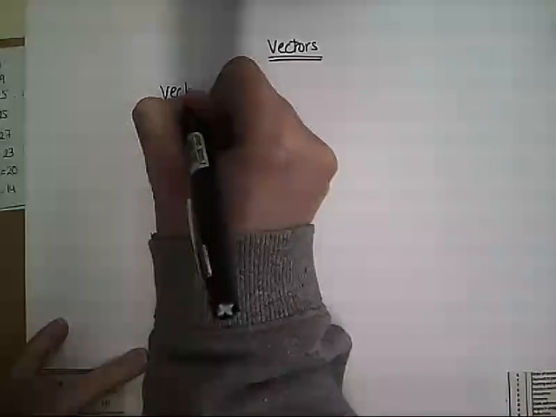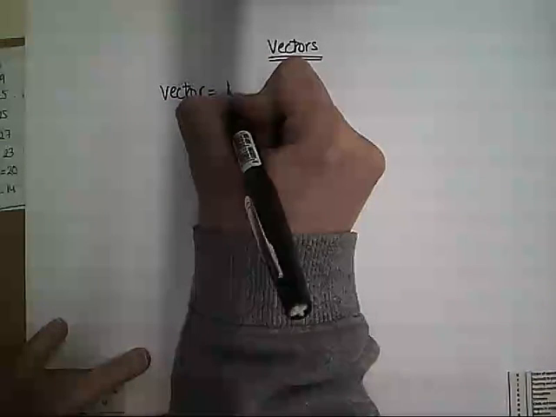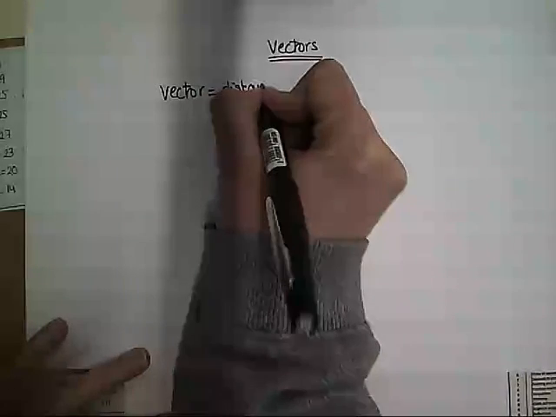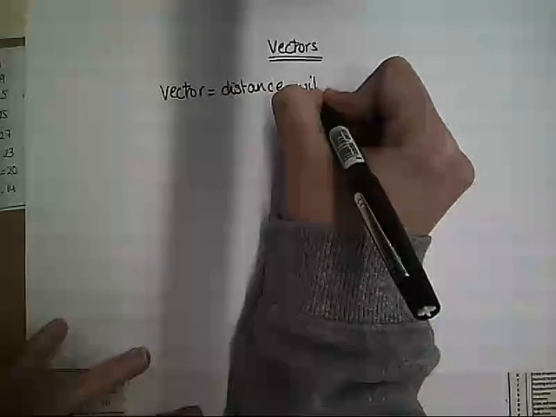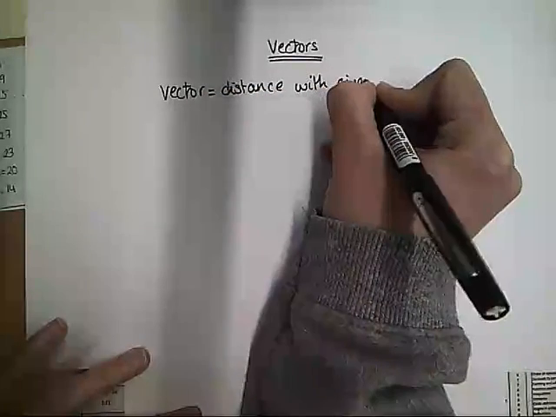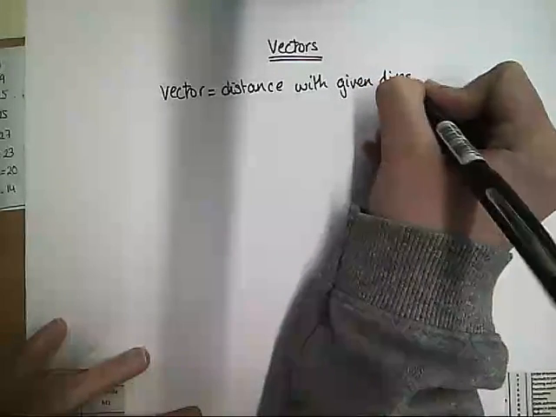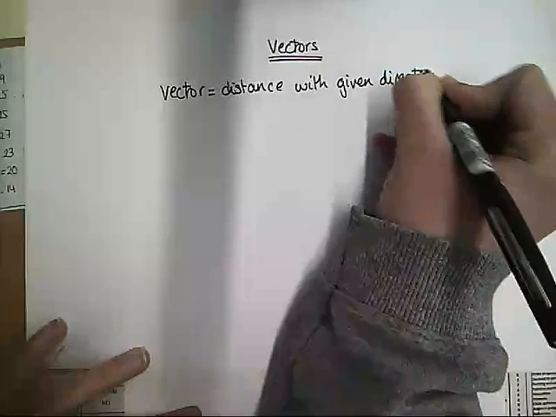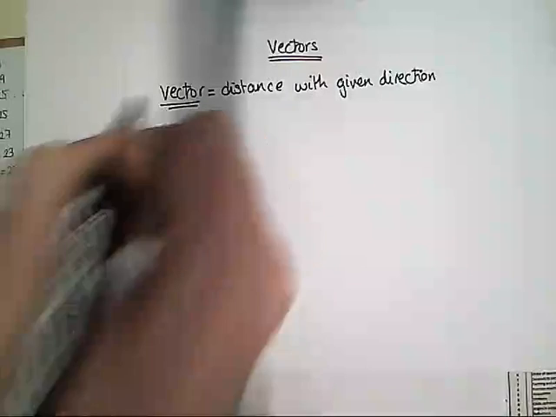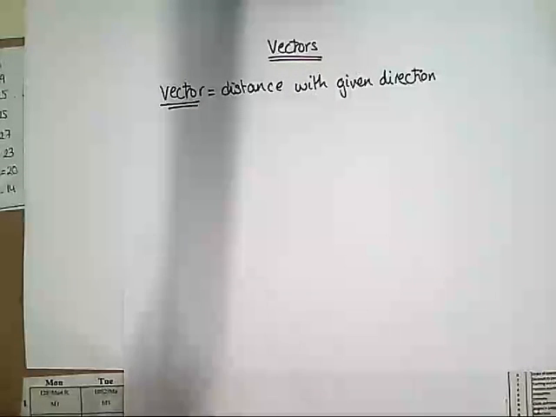Okay, so welcome to a video on vectors. Now, a vector is a distance with a given direction. Okay, so what that means is it has what we'd call a magnitude, which means a size, so a length, and it is in a specific direction.